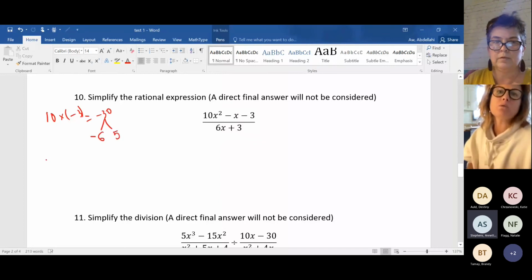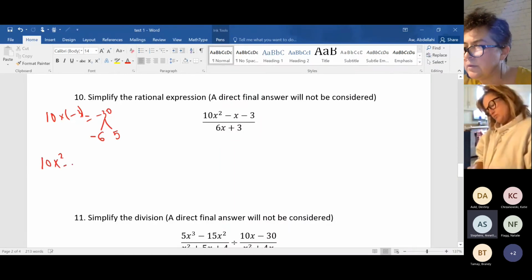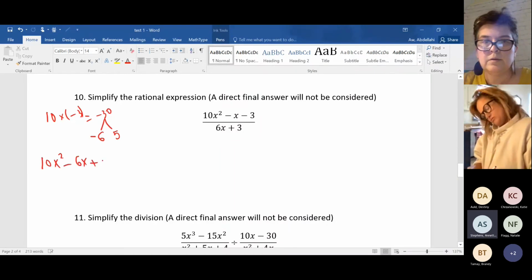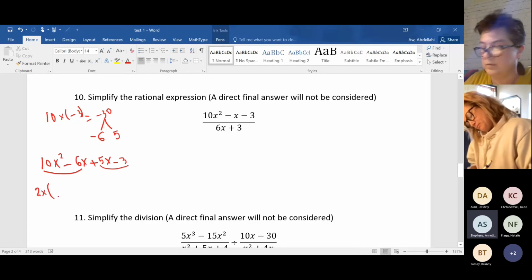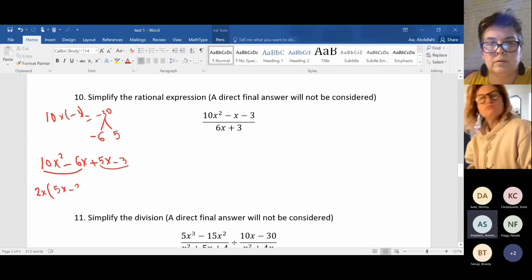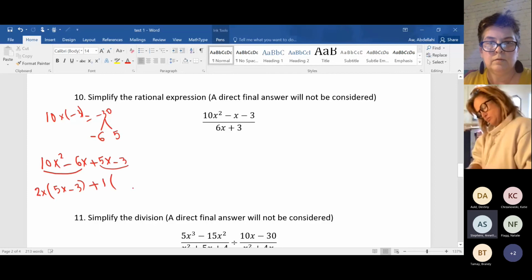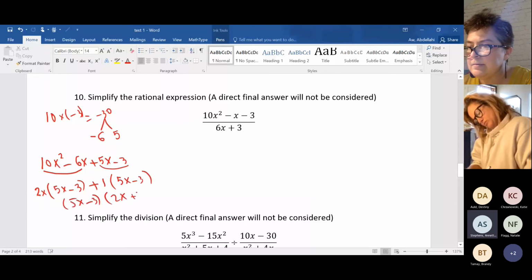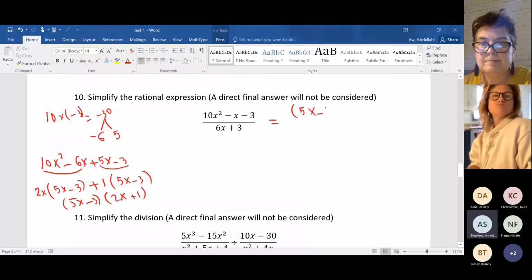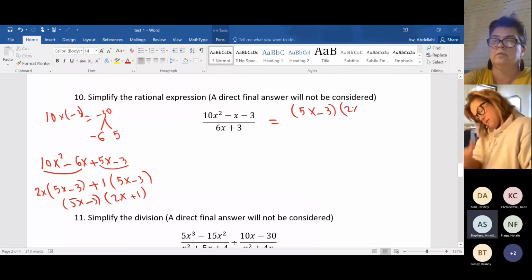Plus 5, right? So we get 10x squared minus 6x plus 5x minus 3. Here we do the grouping. This is 2x here. It's going to be 5x minus 3 plus 1 times 5x minus 3. So we get 5x minus 3 times 2x plus 1. So the numerator here is 5x minus 3 times 2x plus 1.